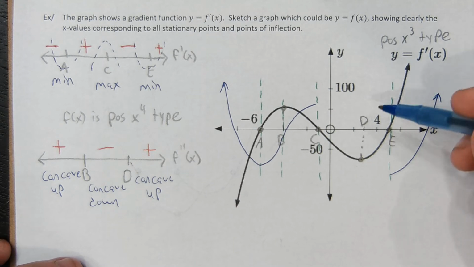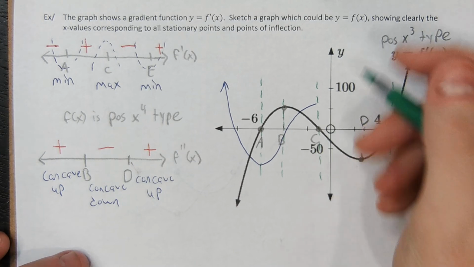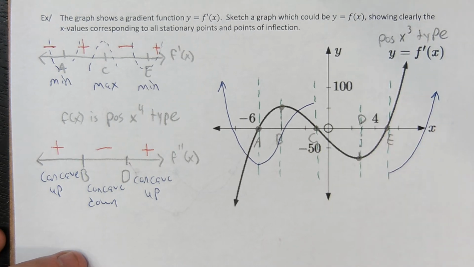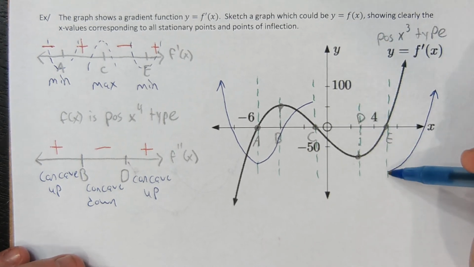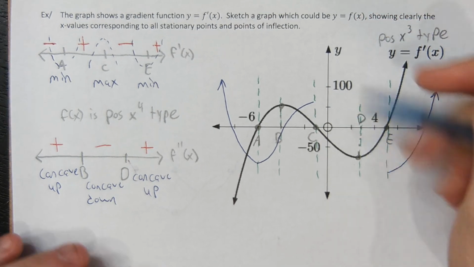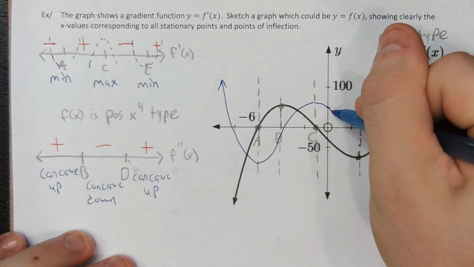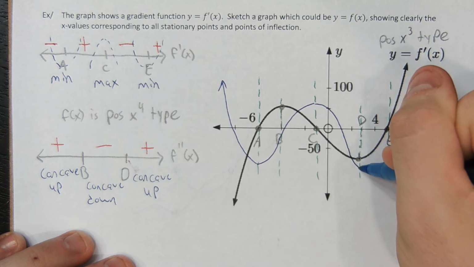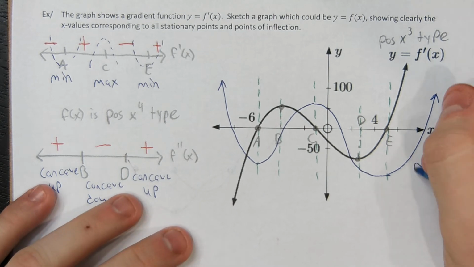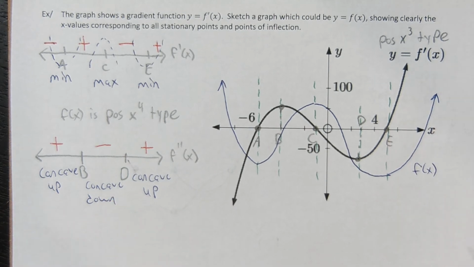Now I know that I have another change in concavity at D, and I have this minimum down here, so I have to connect like that, but I'm going to try to get my concavity to change on... That's pretty close. So that could be an f of x. How far down, how far up, how far down, who knows? Unimportant, okay?